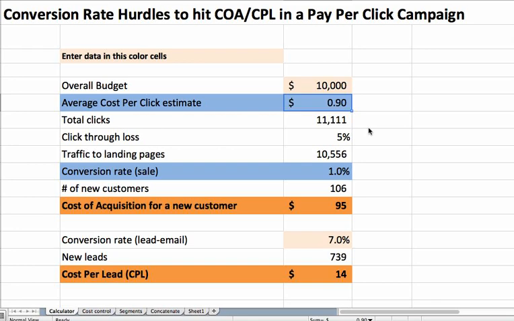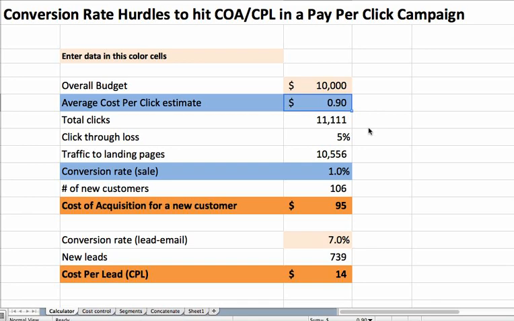$100. So the question then becomes, how much traffic can I actually get if I keep my cost per click as low as 90 cents? And we'll address the relationship between cost per click and traffic in just a moment. But in this case, what you'll see is that if you hold conversion flat, the only way to get your cost of acquisition down is to decrease your cost per click.